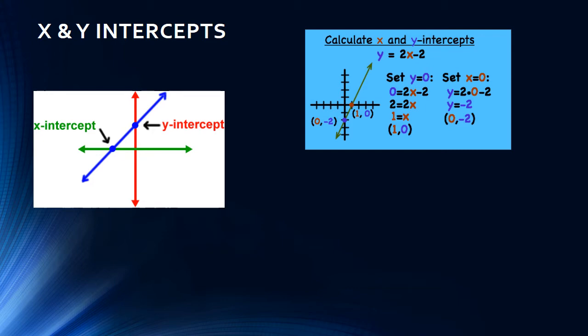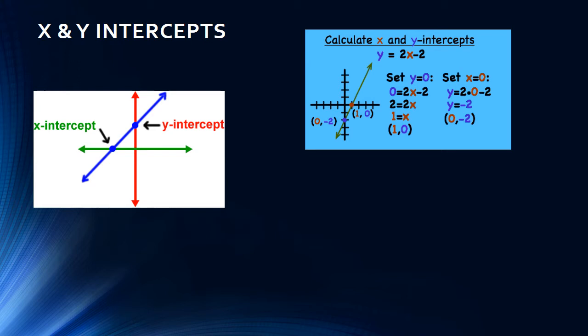The x-intercept is a point, and so you have to label it as such. X equals 1, where the graph crosses the x-axis. But the x-intercept is a point: parenthesis 1, comma, 0, parenthesis.